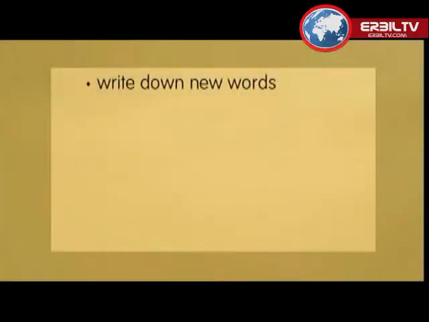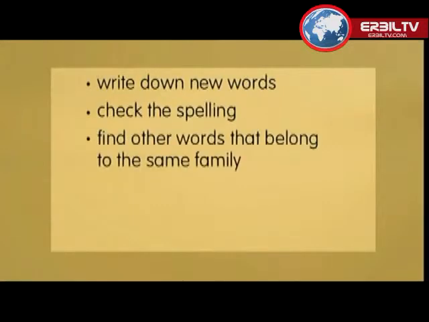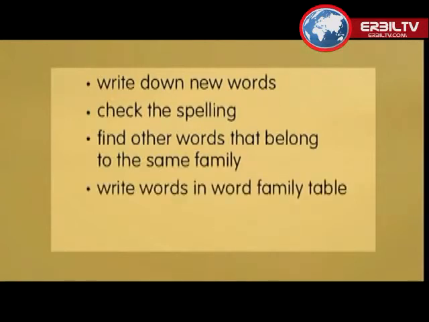words correctly. It makes your writing look bad if you misspell words in essays, so you'll need to work hard at it. So our lessons for today are: write down new words you find. Check the spelling in a dictionary to make sure you've spelt them correctly. See if you can find other words that belong to the same family. Can the word be used as a noun or verb? Write all the word forms in your word family table.